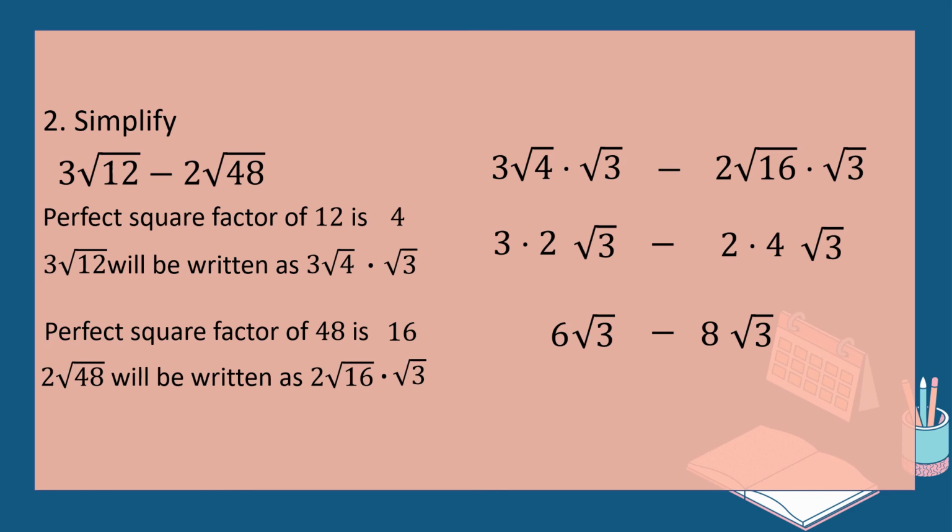Notice that our radicals are now the same. So we can already combine positive 6 and negative 8. The answer is negative 2. Then copy square root of 3. So the simplified form of 3 square root of 12 minus 2 square root of 48 is equal to negative 2 square root of 3.